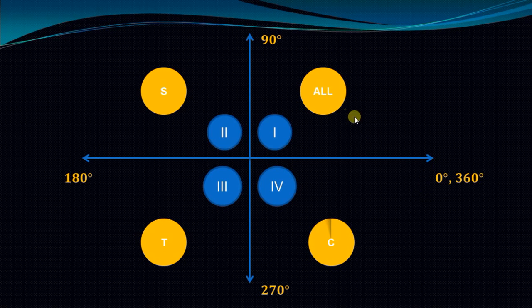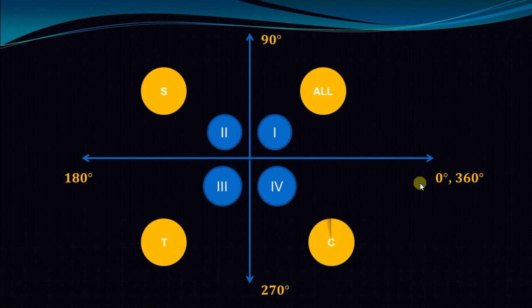Now in the first quadrant, all the trigonometric functions are positive. In the second quadrant, sine and cosec are positive. In the third quadrant, tan and cot are positive. Whereas in the fourth quadrant, cos and sec are positive.